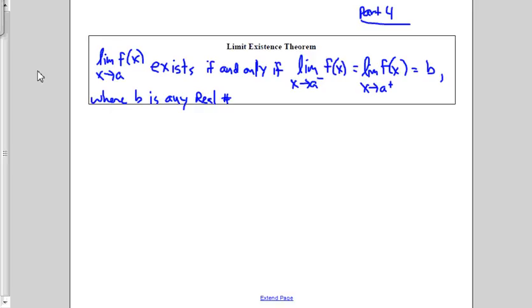Calculus Unit 1, Day 1 and 2 notes. This is Part 4, and I'm going to give you the limit existence theorem first before we go on. We've got to do a couple of examples with this, and then we'll keep going on with some data tables.